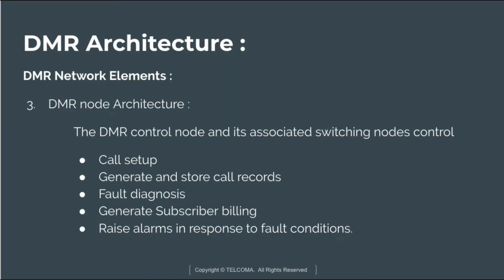Next is the DMR node architecture. So here the DMR control node and its associated switching node control will provide call setup, will generate and store call records, and will also provide fault diagnosis. It also generates the subscriber billing, and it also raises alarms in response to fault conditions. So here a node consists of a rack mounted Oracle Netra X4270 server running the node control software.